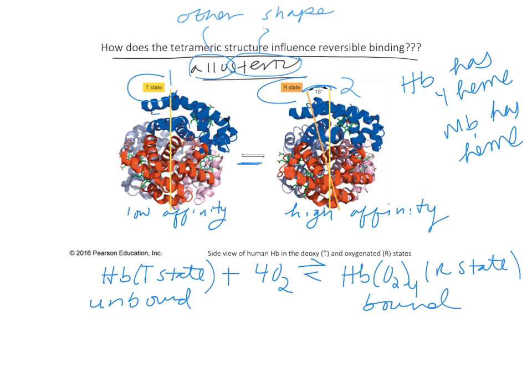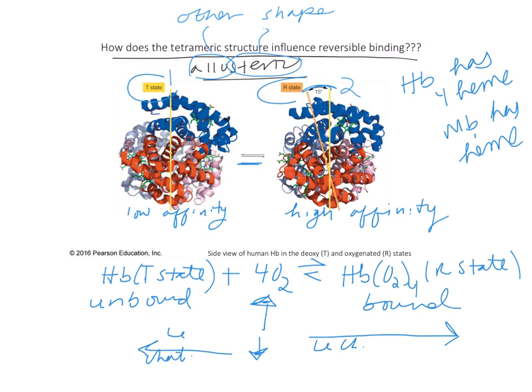Okay, so if we increase oxygen concentration, we should shift towards the R state. That is Le Chatelier's principle. If oxygen concentration is decreased, then we should shift towards the T state. That is the unbound state. Again, that is Le Chatelier's.